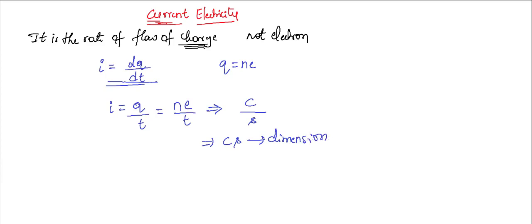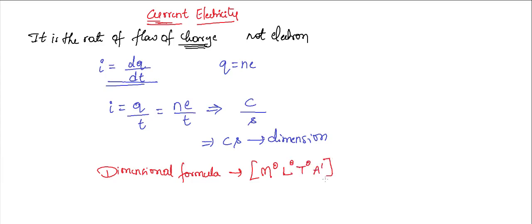One can write the dimensional formula as M0 L0 T0 A1. Why? Because current is a fundamental unit, as you have studied.